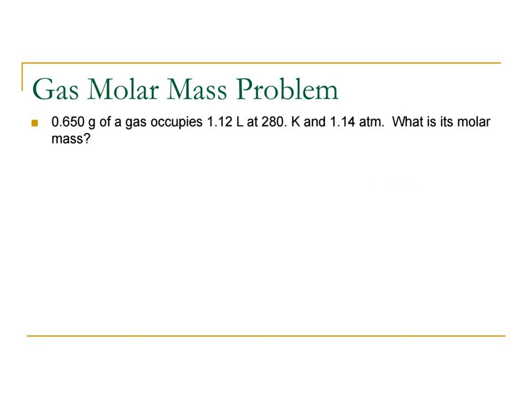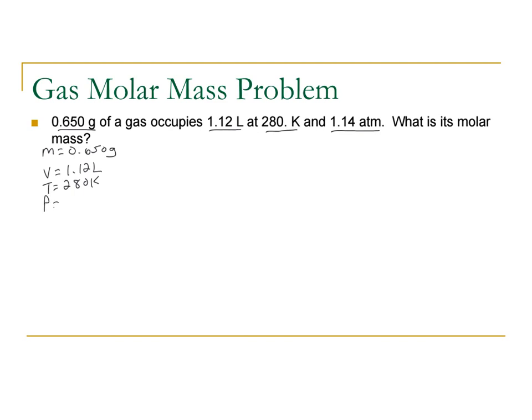Here is the first gas molar mass problem. The first thing is 0.650 grams of a gas. So I'm writing that down: the mass equals 0.650 grams. I have a volume here, 1.12 liters. Keep going and you see the temperature of the gas. Thankfully it's in Kelvin, so I don't have to do any temperature conversions. I'll write that down. And the pressure of the gas looks like 1.14 atmospheres. So I'm going to write all of those things down.